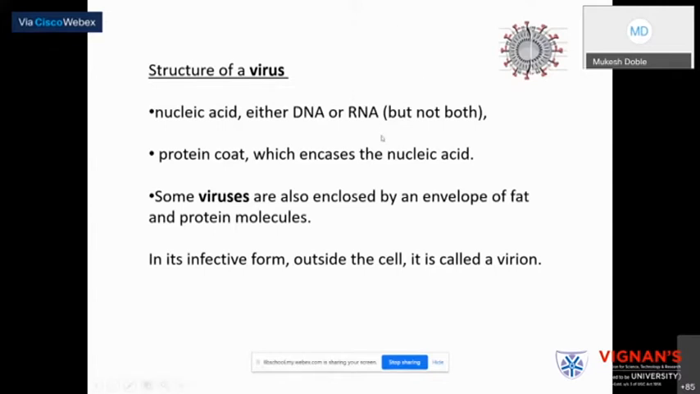So it cannot replicate or divide like your bacteria, making use of the carbon and nitrogen source available in the environment. Only when it enters the host system can it start multiplying, making use of the host mechanism. When it is outside, it's called a virion, and it is the infective form.